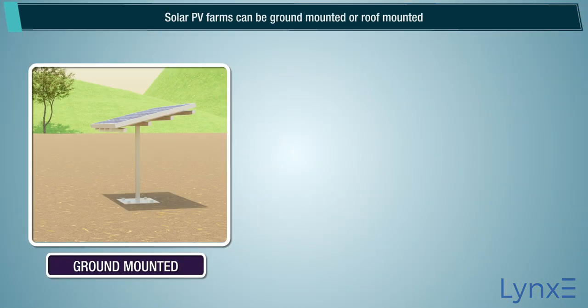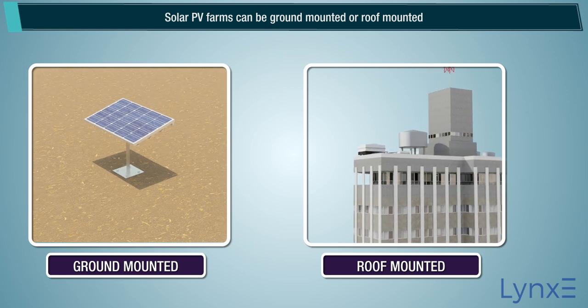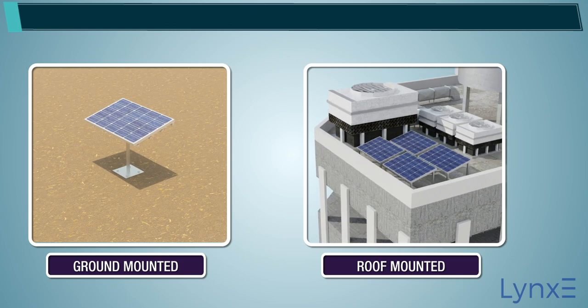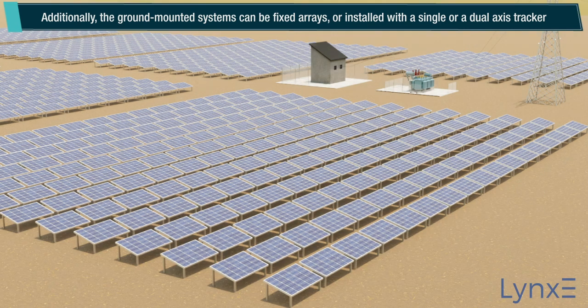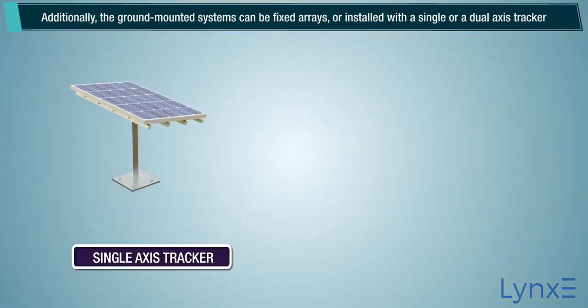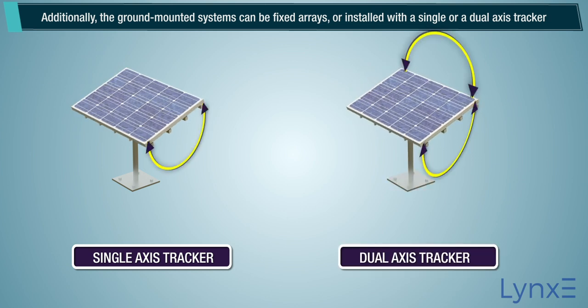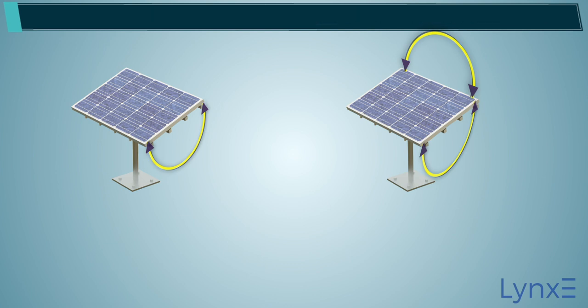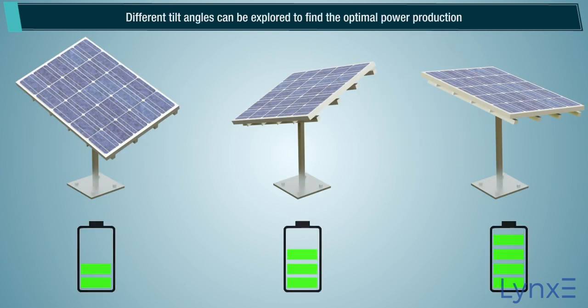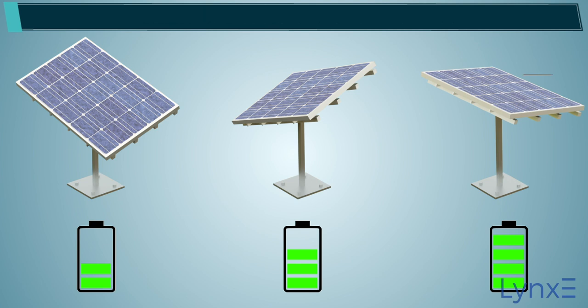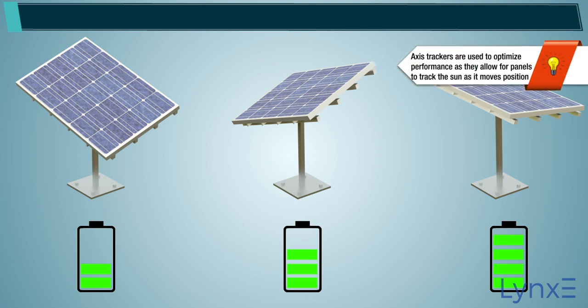Solar PV farms can be ground-mounted or roof-mounted. Additionally, the ground-mounted systems can be fixed arrays, or installed with single-axis tracker or dual-axis tracker. Different tilt angles can be explored to find the optimal power production. Note: axis trackers are used to optimize performance as they allow for panels to track the sun as it moves position throughout the day.